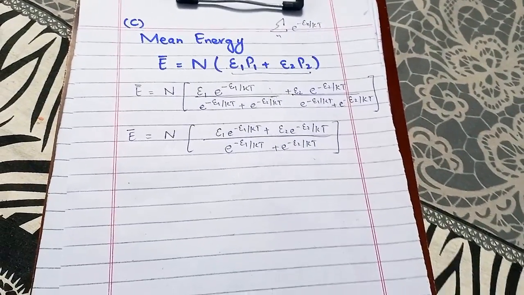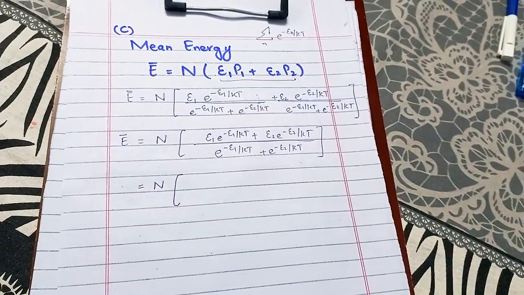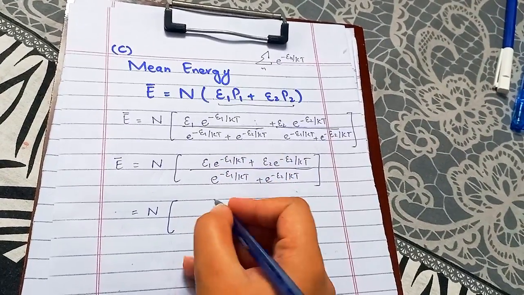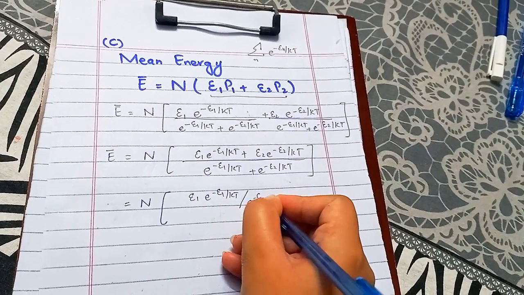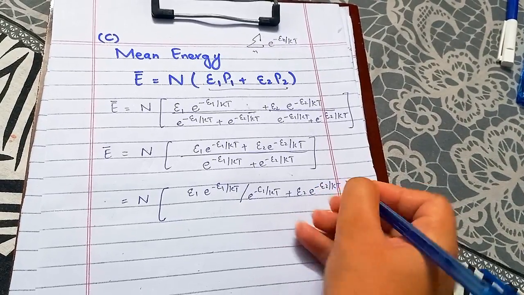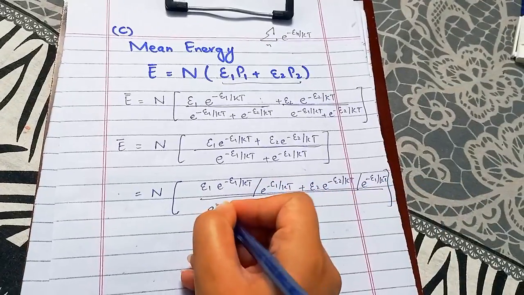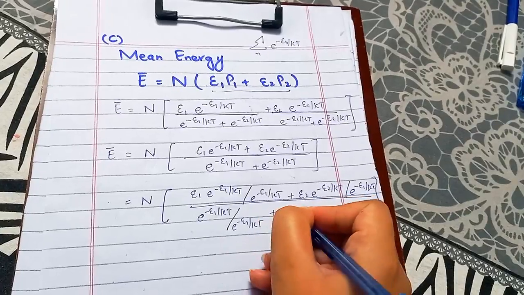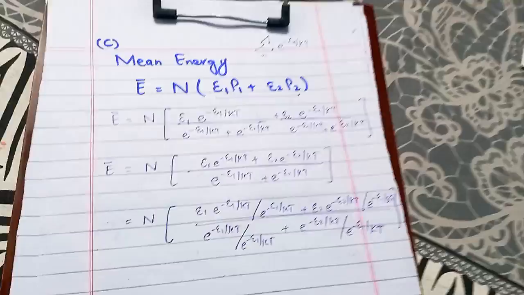All right, now we need to convert them into a form that is easier. For that purpose, I am dividing each of the expressions above and below by e to the power minus E1 by kT. The numerator, divided by e to the power minus E1 by kT, and the denominator, e to the power minus E1 by kT plus e to the power minus E2 by kT divided by e to the power minus E1 by kT, just to get a form where we'll get delta E.